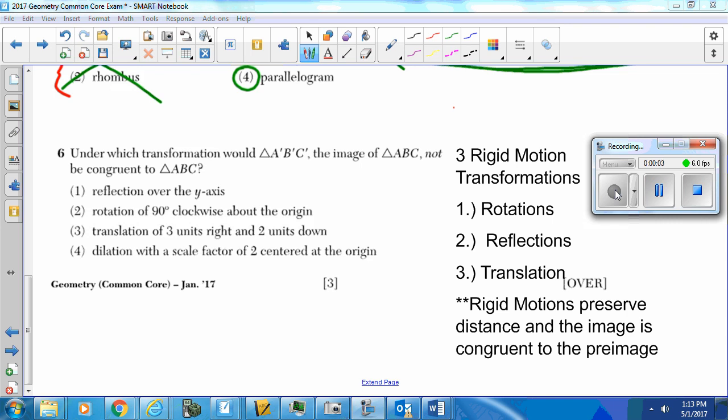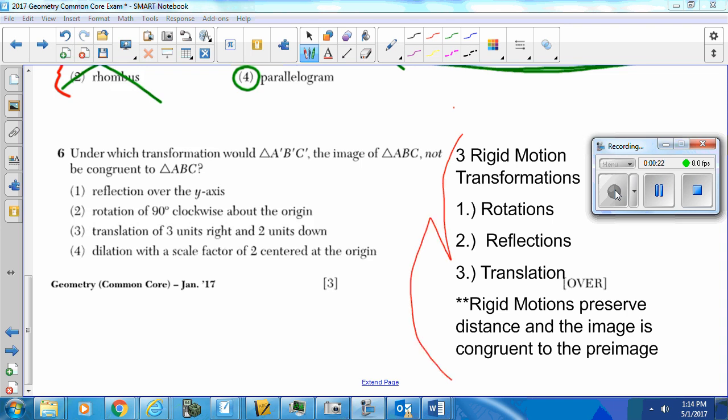Okay, we're going to go over problem number 6 on the 2017 geometry exam. Hopefully you did problems 1 through 5. So if you're looking at problem 6, hopefully you tried it already, but I want you to write down these notes that I have prepared. All right?